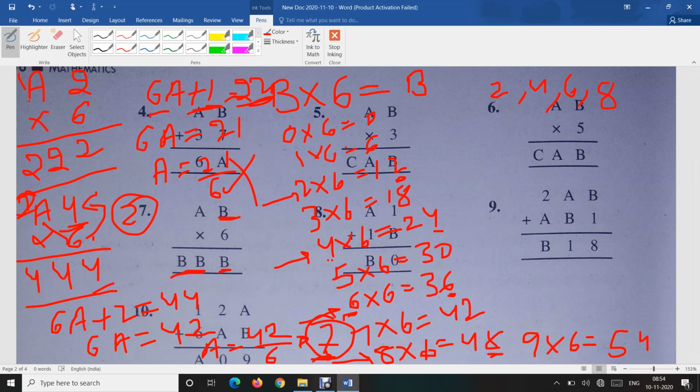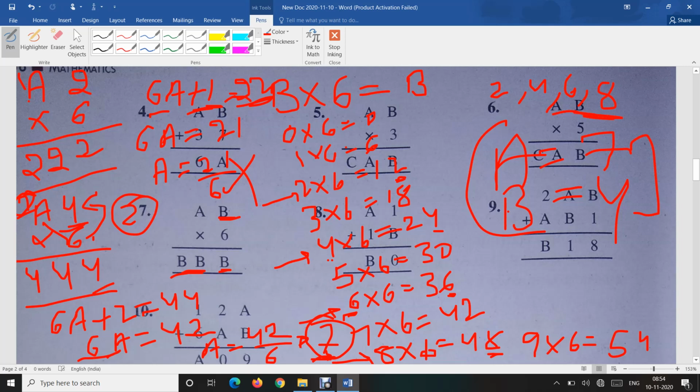That means from here the value of A is equal to 7 and the value of B is equal to 4. That means this condition is satisfied. So see, there is one more thing. If this condition is satisfied, A is equal to 7, B is equal to 4, it never means that you will not try for 6 and 8. You also have to try for 6 and 8.